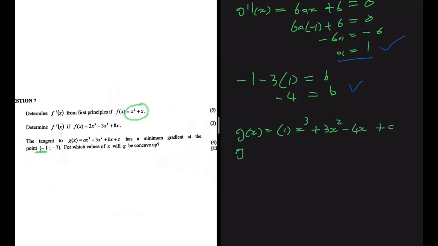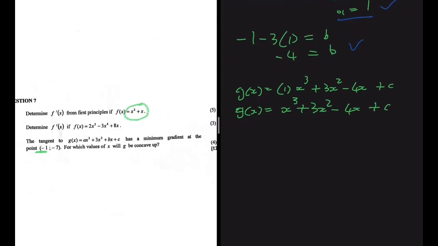So now we have g of x equals x cubed plus 3x squared minus 4x plus c, right? So now we have this equation here. The only unknown variable we have is c, but c doesn't really matter, right? It won't affect us much, because for us to find the x value at the point of inflection, we have to derive twice, and when we derive twice, c is going to fall away, right?